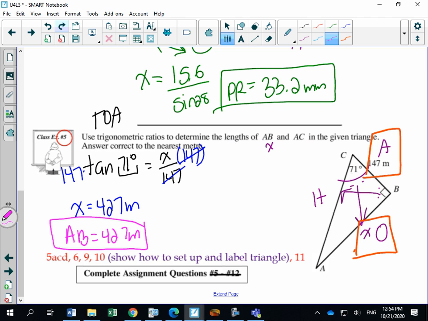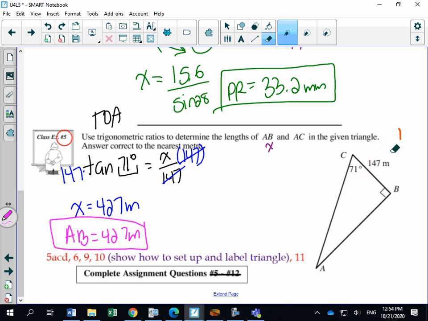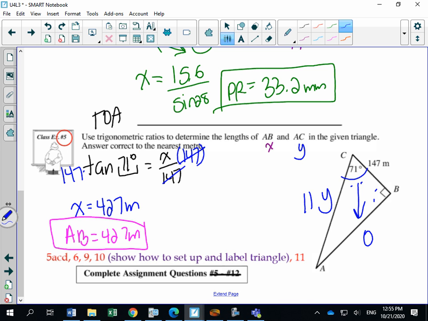Now we have to find our second answer, and they want AC. So here's what I'm going to do. This is why I said it's really good to do this in pencil and an eraser, because now I'm going to change the side I'm looking for to AC. So I'm still going to call it X, or you could call it Y. Maybe I'll put a Y here because I've already used X up. The reason why I'm erasing is the sides don't change. That's still the opposite. This is still the hypotenuse. This is still the adjacent.